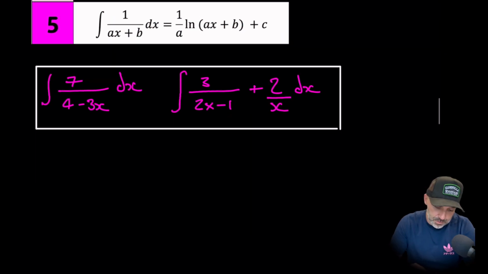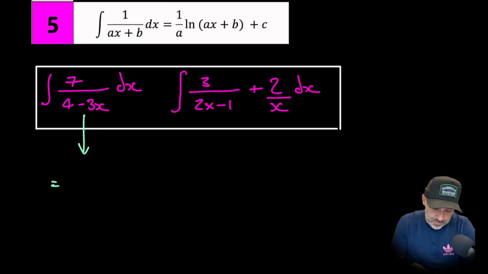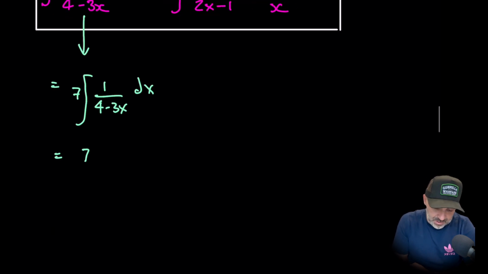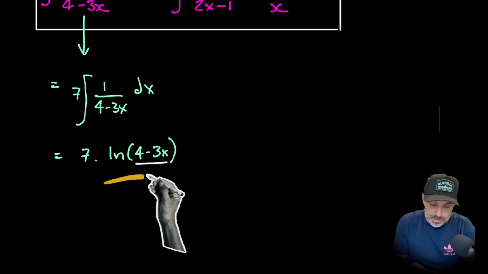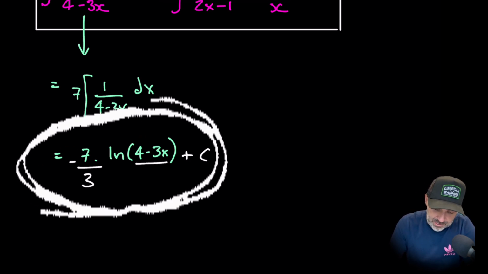Here, we're going to use the same rule above. The integral of this will be the same as saying the integral of 7 times 1 over 4 minus 3x with respect to x, and just like previously we're going to say 7, then natural log 4 minus 3x divided by the derivative of the bracket, and the derivative of the bracket is negative 3. So this whole expression is going to be negative 7 over 3 times natural log 4 minus 3x plus c.